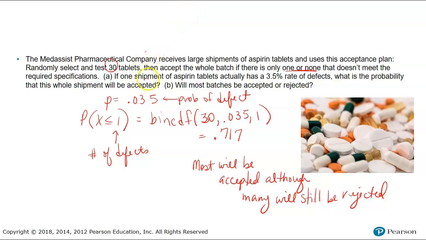So if one shipment of aspirin tablets actually has a 3.5% rate of defects, what's the probability that the whole shipment will be accepted? And if you look up here, the whole batch is accepted if there's only 1 or none that doesn't meet the required specifications. Okay, so if the number of defective ones is less than or equal to 1, which would be 1 or none, then the shipment's going to be accepted. So here that would be a binomial CDF.